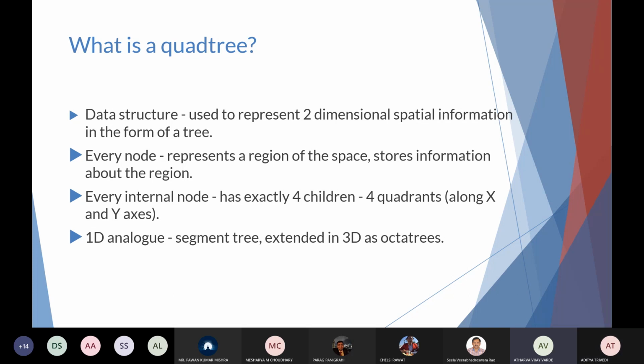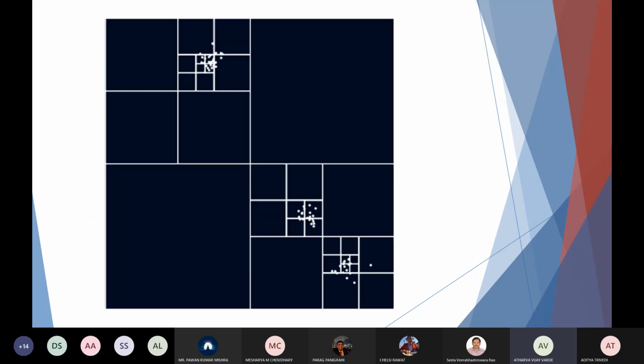Now, every internal node in a quadtree is split into exactly four children. This represents the space that we're currently considering being divided into four quadrants along the x and y axis, just as a segment tree is divided into half and half. We have a diagram on the next slide to help understand. You can see that the second and fourth quadrants have a scattering of points, and every square present in this diagram represents a node of the quadtree.